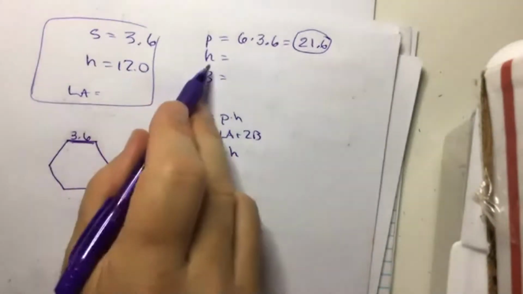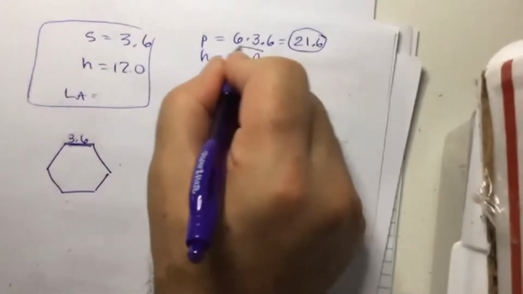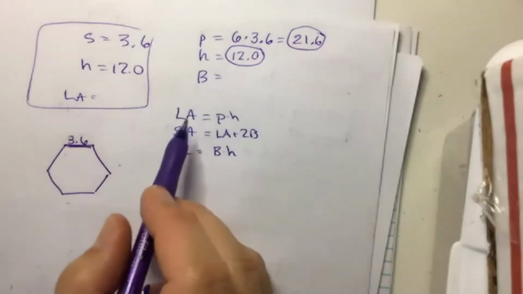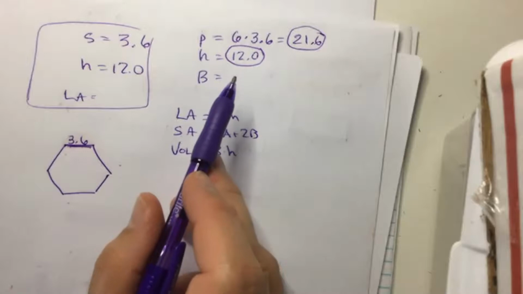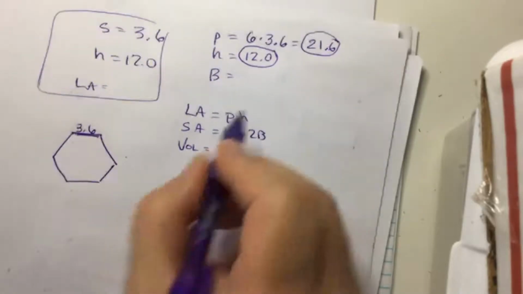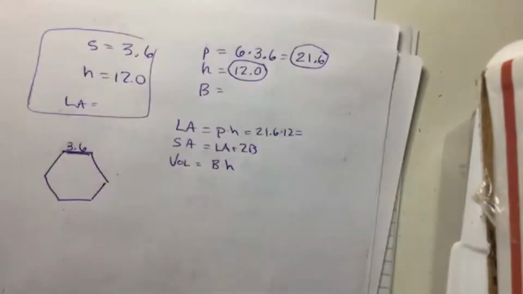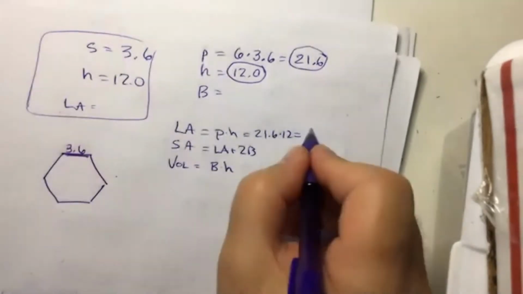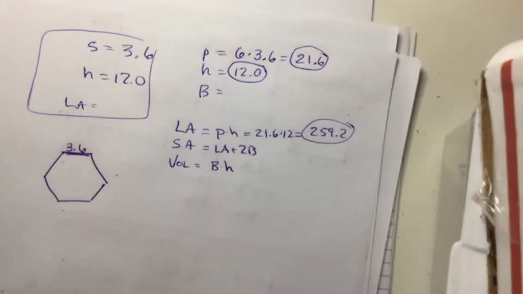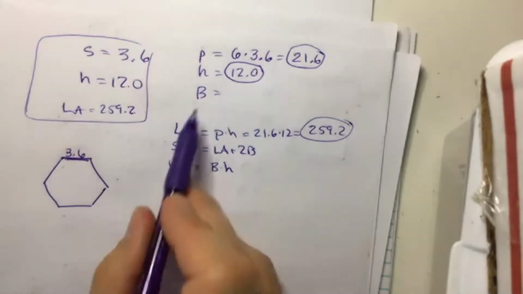My height was given to me as 12.0, and again, you'll have a different one. And really, for Sophia and Michaela, you don't even need to go any further, right? Because you could find the lateral area by just multiplying these two values. The real answer, what they're looking for is that. But let's go through the process anyway.